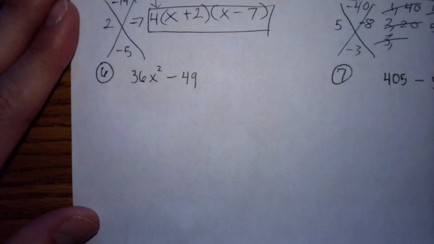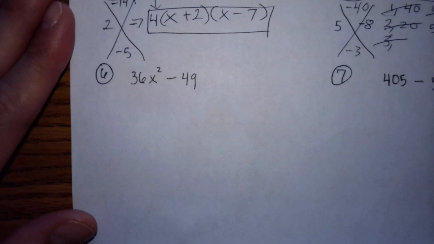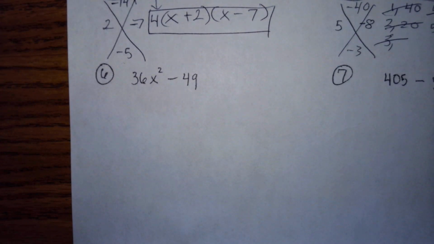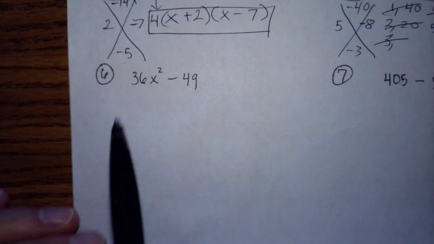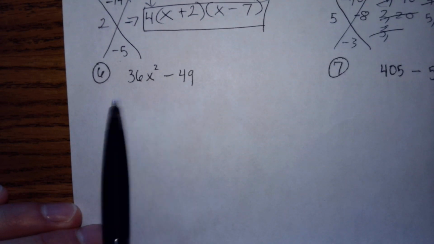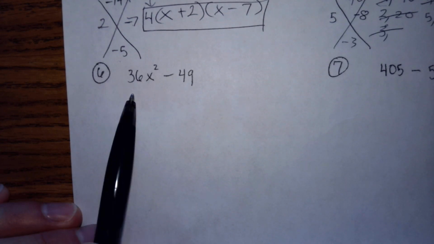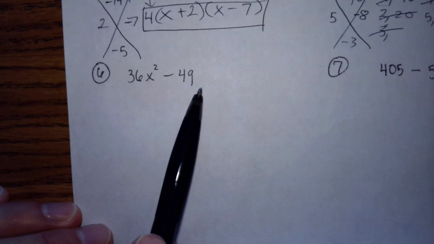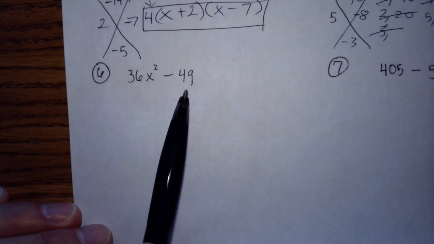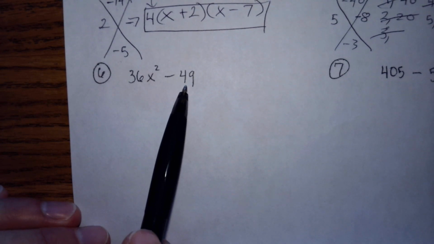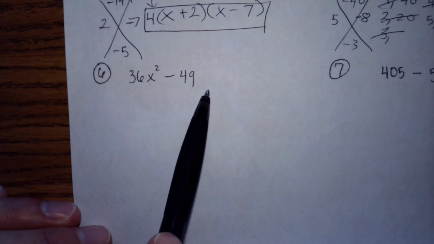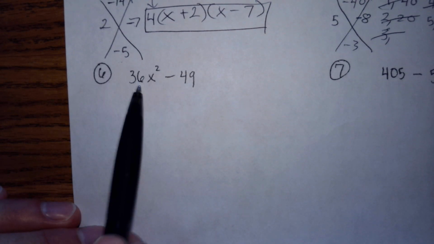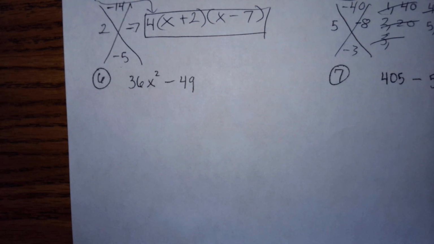This next problem is a difference of squares problem, but always, the first thing that I try is to factor out a greatest common factor. I can't divide by 36. It doesn't go into 49. In fact, the only thing that goes into 49 is 7. So I could divide by 7, or I could divide by 49. Neither of those go into 36. So I can't factor out a greatest common factor.